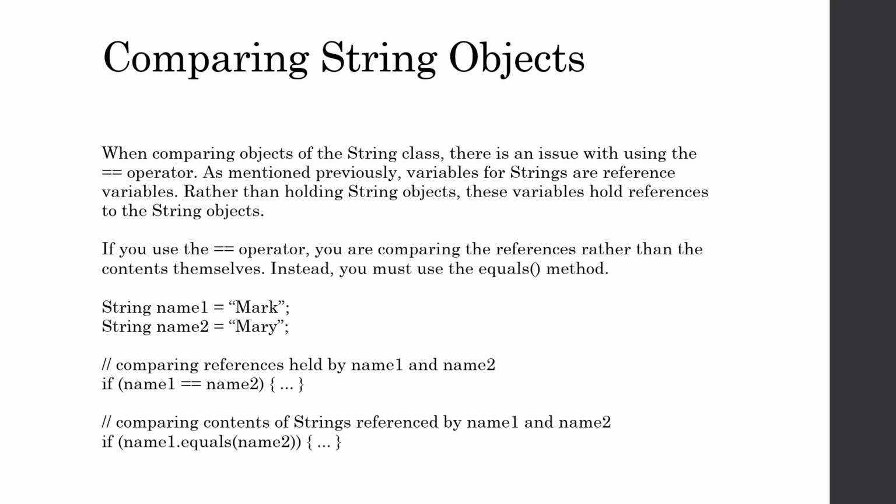Alternatively, we can go ahead and compare the actual contents of the strings referenced by name1 and name2 using the equals method. And the syntax for this is going to be that we will pick one of our two variables, either name1 or name2, and we're going to call the equals method on that object. So we're going to say something like name1.equals, and then we pass in the other thing that we're going to be comparing it to. So essentially we're saying, is name1 equal to name2? And if that's true, then we'll go ahead and do something.